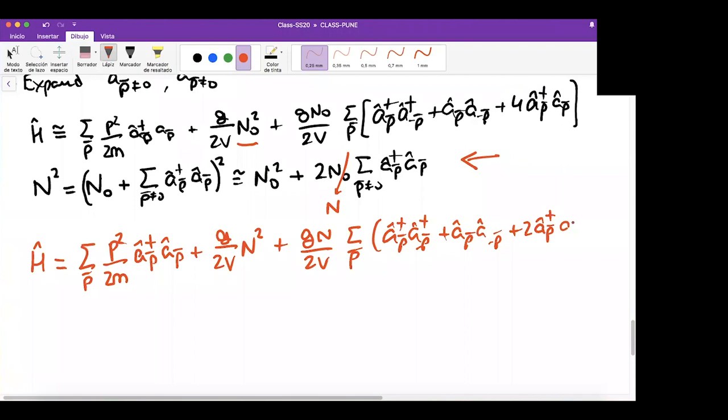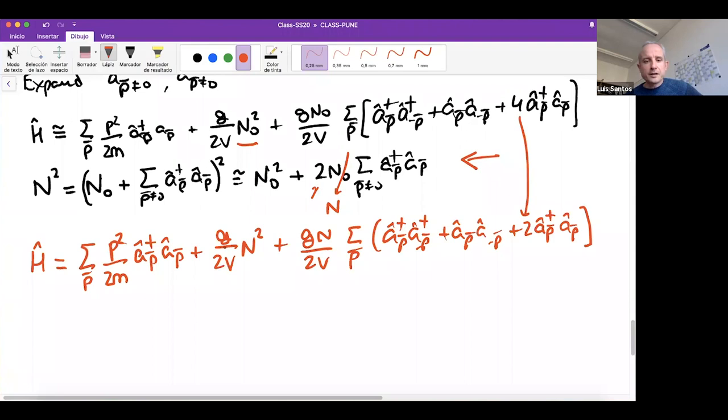And here you have a 2 instead of a 4, because the 2 you have already eaten in the definition of n squared here. Okay, so this is the Hamiltonian. And now you see that in this Hamiltonian, we have terms which should be familiar to us from the theory of the harmonic oscillator, terms of this form, a_p dagger a_p, which is just the number operator for the momentum p. And then you have this type of terms, dagger dagger, not dagger not dagger, which are less common.